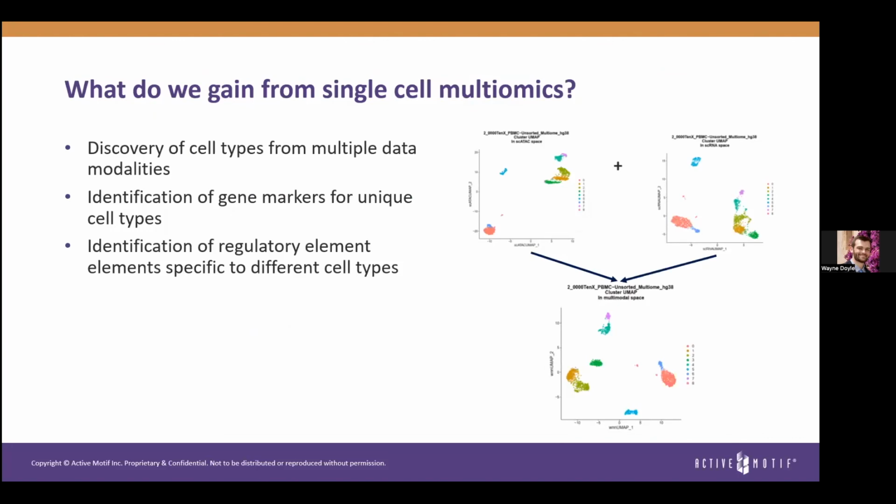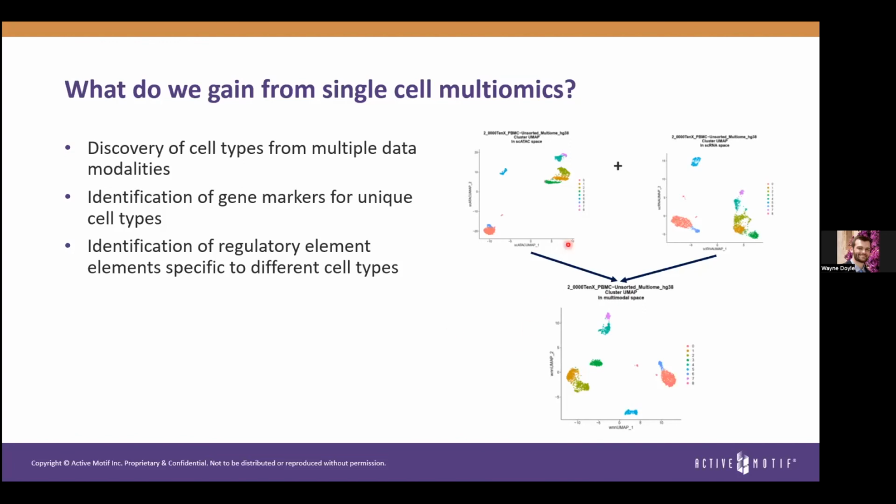So that's a brief overview of the multiome procedure and how we analyze it here at Active Motif. And just to summarize, what we really gained from the single cell multiomics approach is that as opposed to some of the other assays that we do, in which we're looking at chromatin accessibility alone or gene expression alone, we're now defining cell types based off orthogonal data. So this allows us to get a much more robust interpretation of what the actual identity of these cells are.